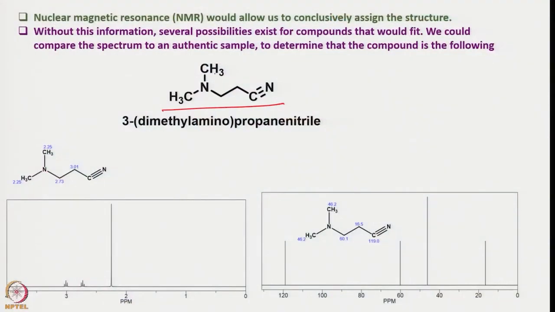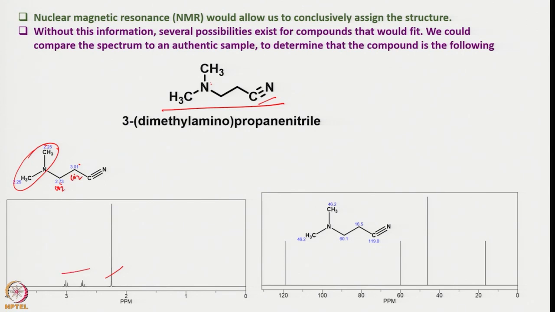Now we have a dimethylamino group, and then we have CN. For curiosity, I have also taken the 1H NMR for this one. In the 1H NMR, you can identify 3 different types of signals here. The two methyl groups should show a singlet that comes here, and then this would show a triplet and this would show a triplet. Both are CH2, so both of them will show a triplet. So 2 triplets are there, and that is it.